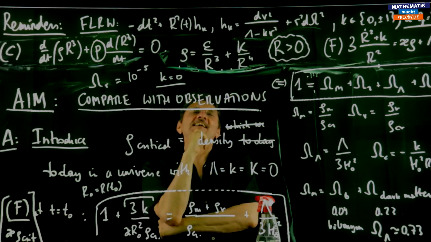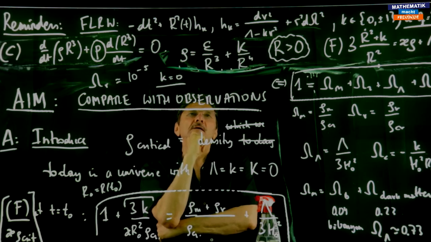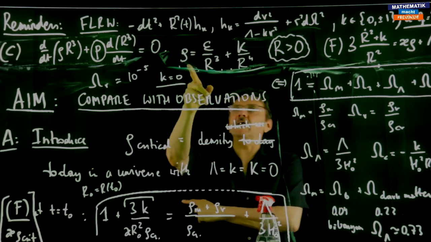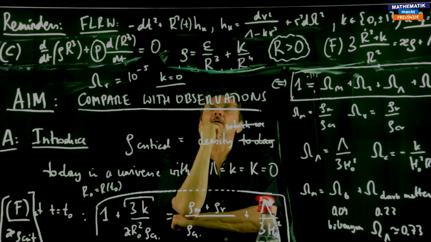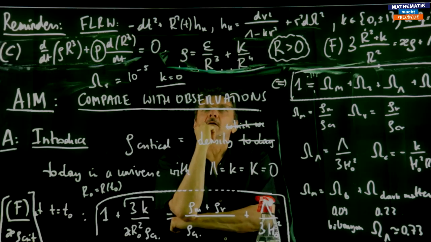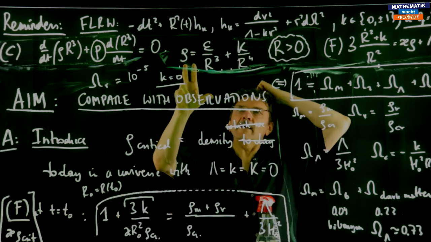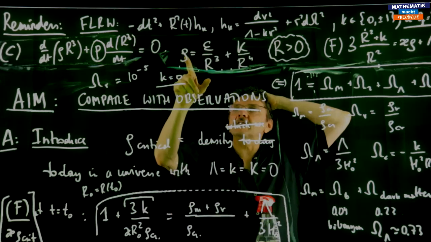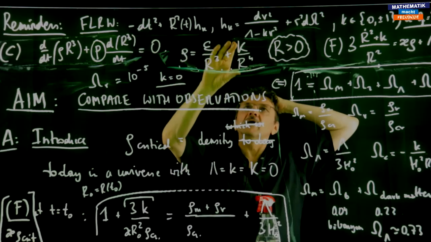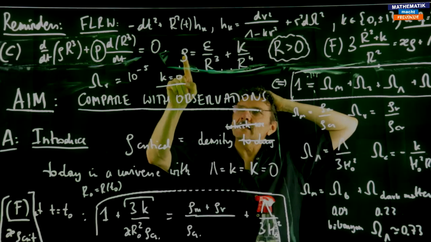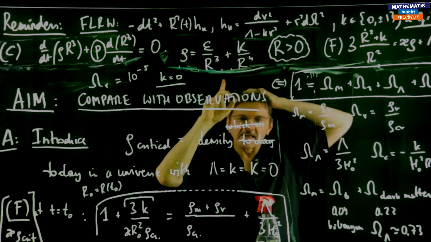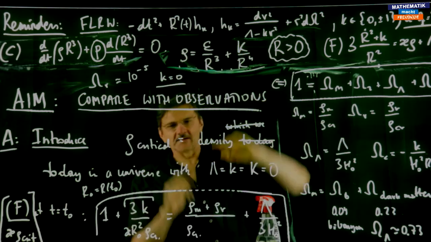Let's see. Can I see the argument here? Right, because this is the energy density. Oh, okay, good. I think that's the way it works. So this is the energy density. The number of photons is conserved. Okay, good. That's the way it goes.